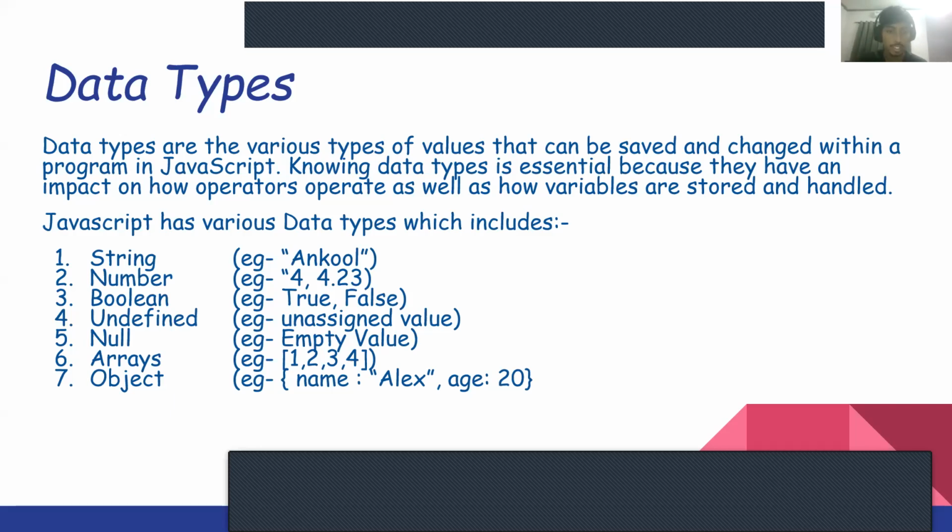An array stores multiple values inside it. And an object is an entity which has its own properties. For example, an object can be a person, which includes its properties as name, age, and phone number, etc.